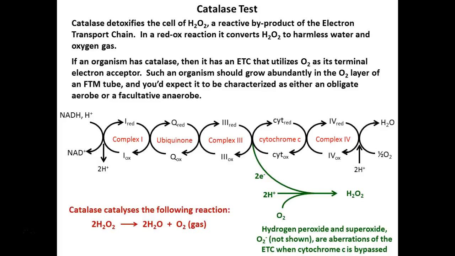The FTM, right? Some of you have facultatives that can grow anaerobically, but can also grow aerobically with oxygen. It can utilize an electron transport chain with oxygen as a final electron acceptor. So it makes sense that all of ours bubbles.